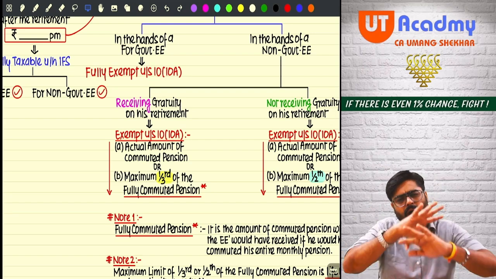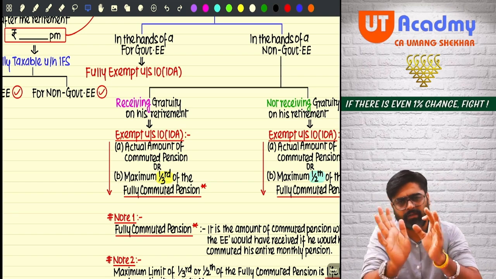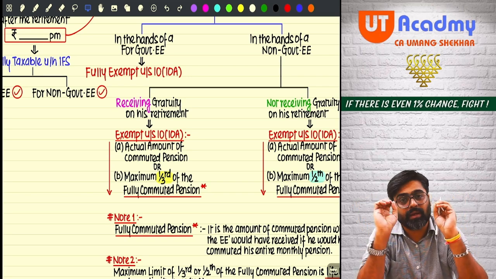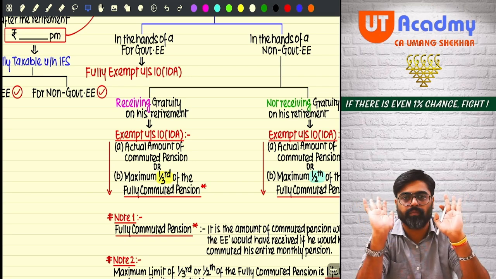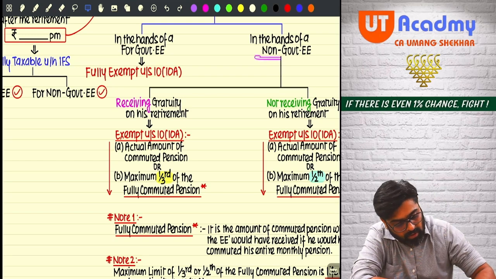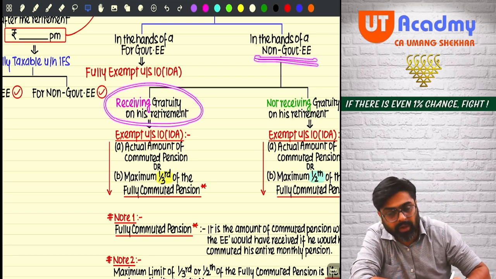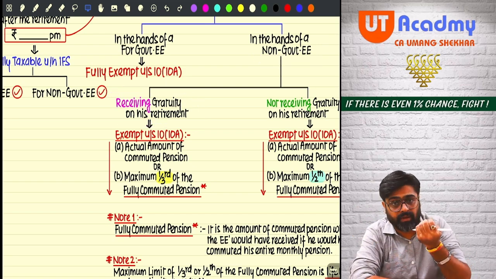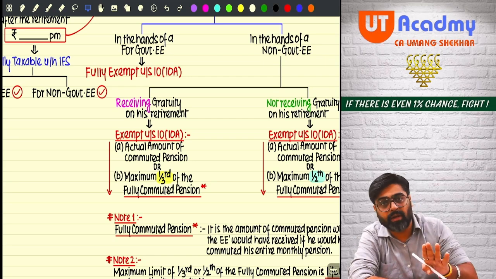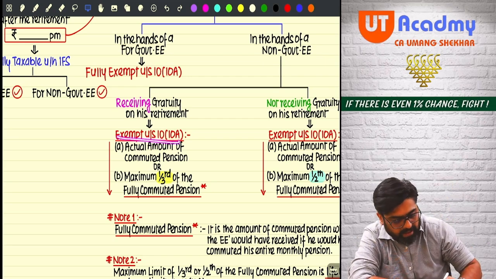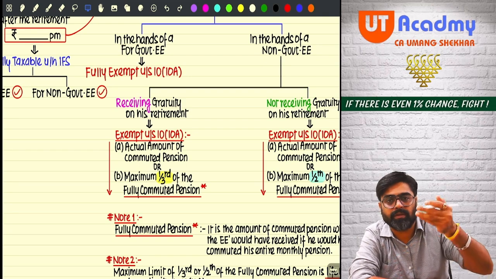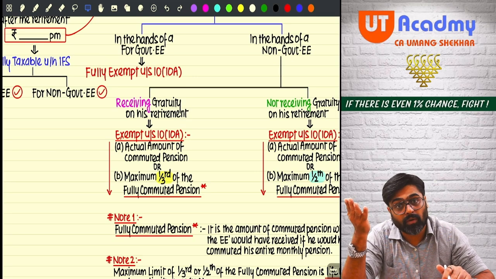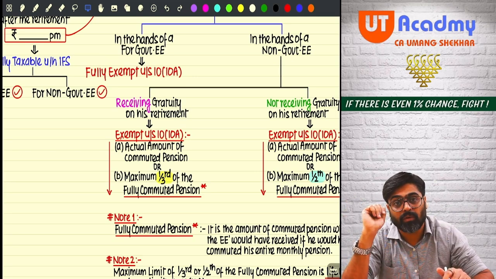First of all, understand this thing. With examples and numbers, you will understand this crystal clear. Whatever I am speaking, keep this in mind right now. So if a non-government employee is receiving gratuity also on retirement, and that non-government employee is receiving commuted pension, his commuted pension will be exempted under section 10(10A). How much? The amount of commuted pension which he is actually getting, either that amount or there is a maximum amount. How much is that maximum amount?